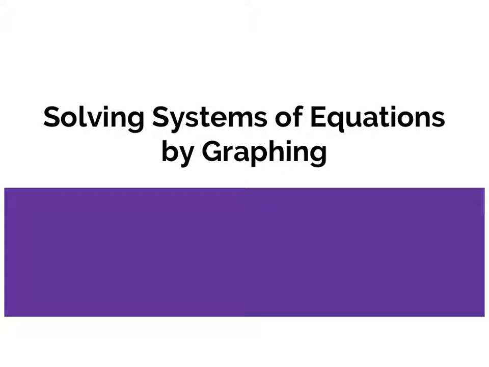This lesson is on solving systems of equations by graphing. Before we start, I just want to clarify, a system of equations is when we have two different equations that we're going to graph together and find a solution. So you'll have two equations in slope-intercept form, like y equals 2x plus 1 and y equals negative 3x minus 2, and you'll have to find where they intersect. The point of intersection is the solution.